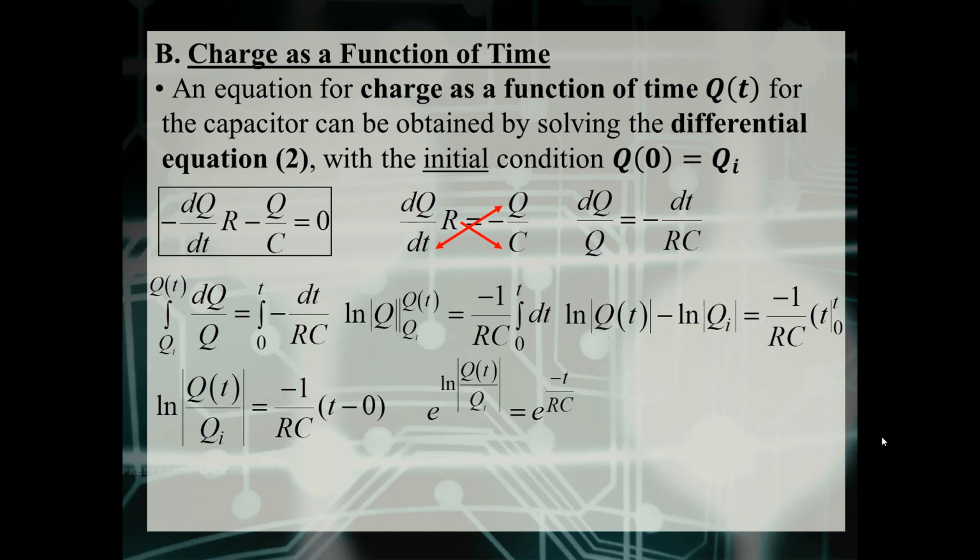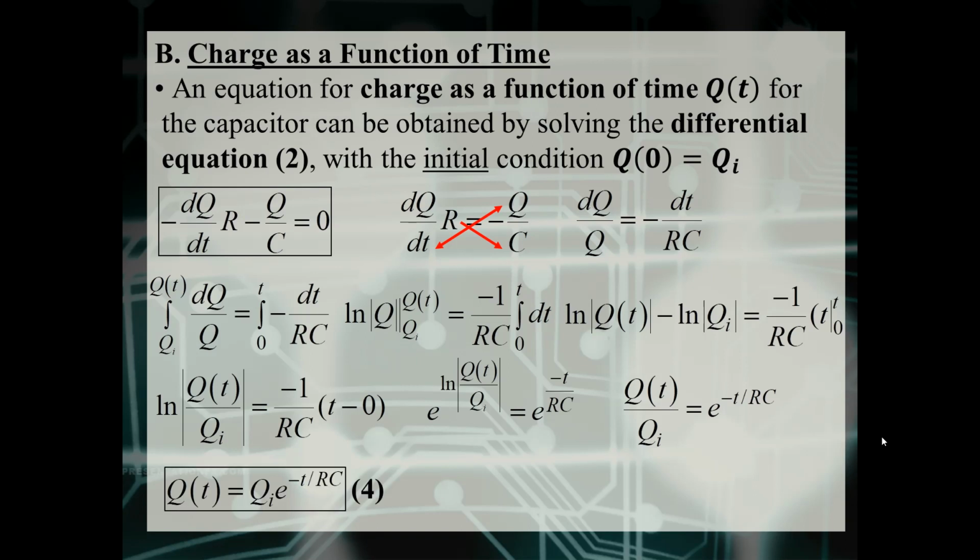So that would become e to the ln of q of t over qi is equal to e to the negative t over RC. Okay, the e and the ln just cancel each other off. So then you'd be left with q of t over qi is equal to e to the negative t over RC. And then to get q of t by itself, move that qi up to the other side, in which case you'd have q of t is equal to qi e to the negative t over RC.